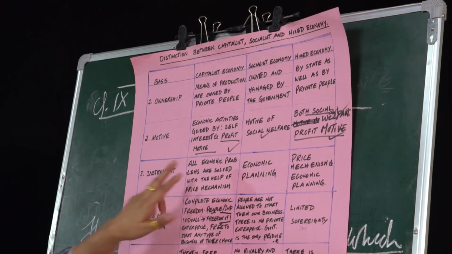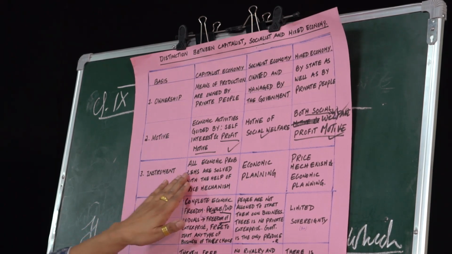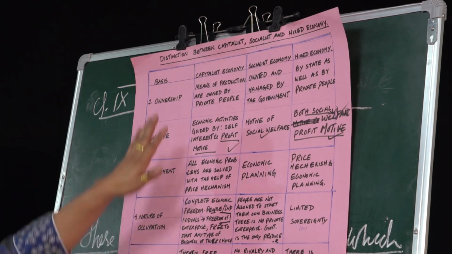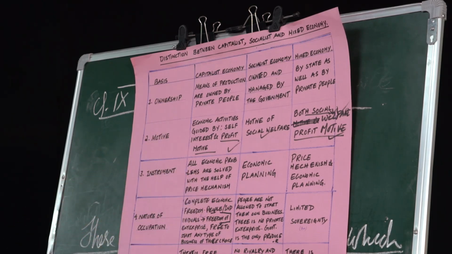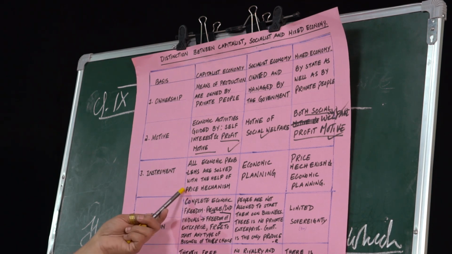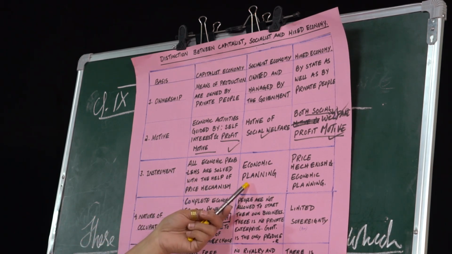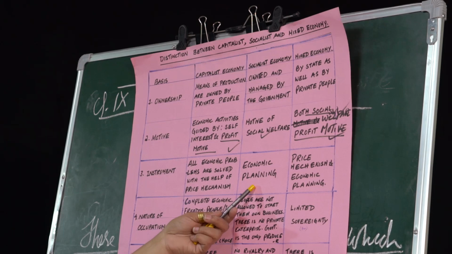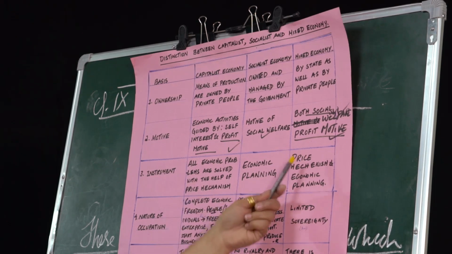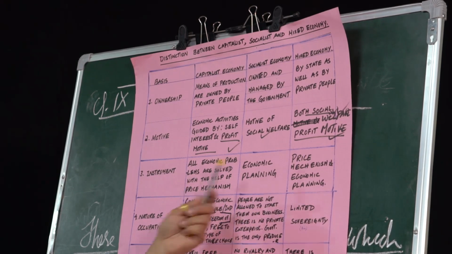Now, instrument. Instruments means how are economic problems solved? In a capitalist economy, all economic problems are solved with the help of the price mechanism. Price mechanism means prices of goods, based on demand and supply in the market. Now here in a socialist economy, the central planning authority plans the economy. So economic planning is there. Here both, price mechanism as well as economic planning.